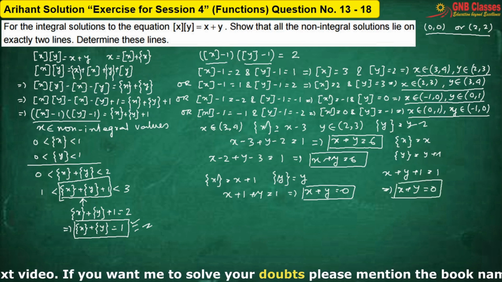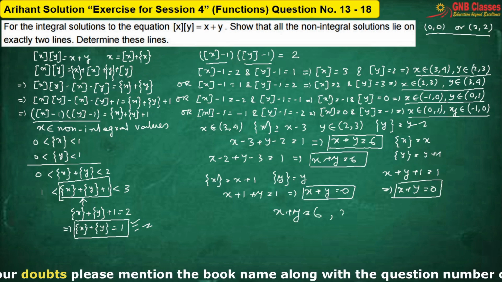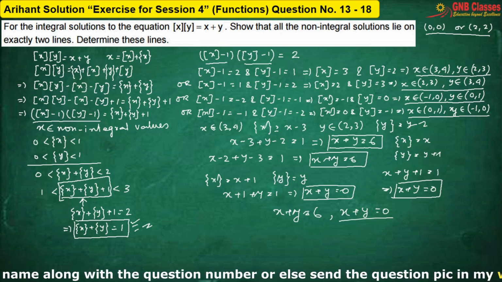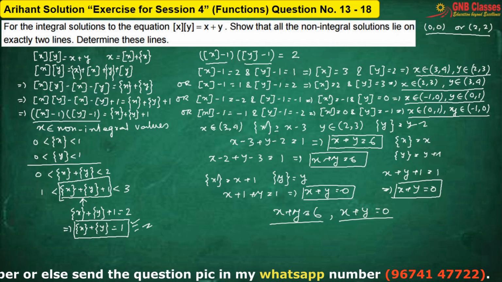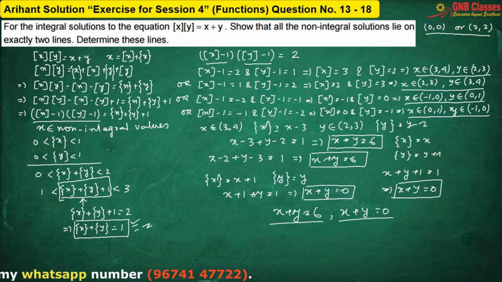Therefore, the required two lines are x plus y equals 6 and x plus y equals 0. These are the required two lines where all the non-integral solutions of the given equation lie. Is it clear? For the integral solutions, the solution is (0, 0) or (2, 2). And for non-integral solutions, they lie on two lines, x plus y equals 6 and x plus y equals 0. Is it clear to all of you? Okay.